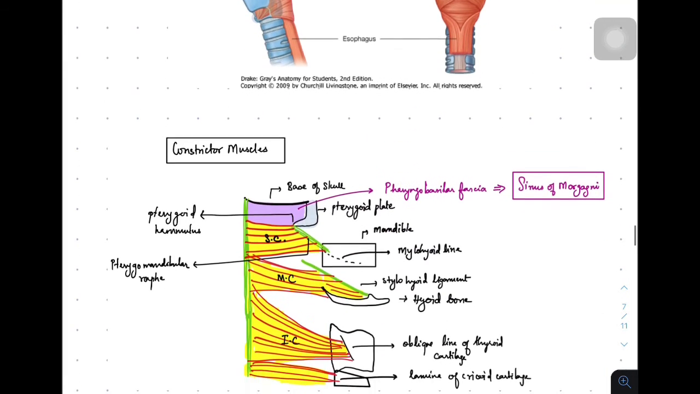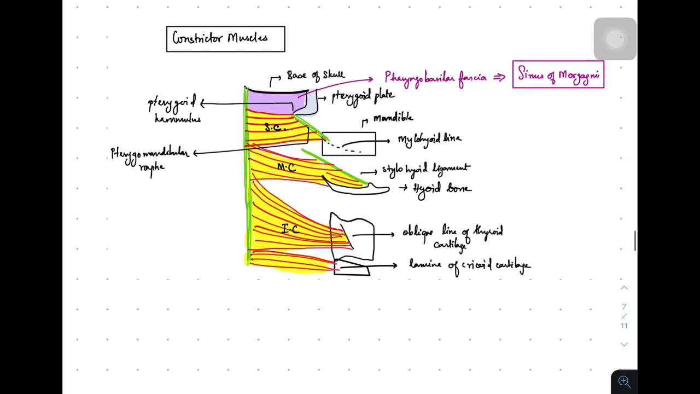Now to make things simpler, this is a very schematic diagram. So first we have a base of skull and the pterygoid plate. Then at the end of the pterygoid plate there is a hook-like process called pterygoid hamulus. Then connecting the pterygoid with the mandible, we have a pterygomandibular raphe, and then we have a mylohyoid line on the inner aspect of mandible. These are the origin points for superior constrictor muscle.